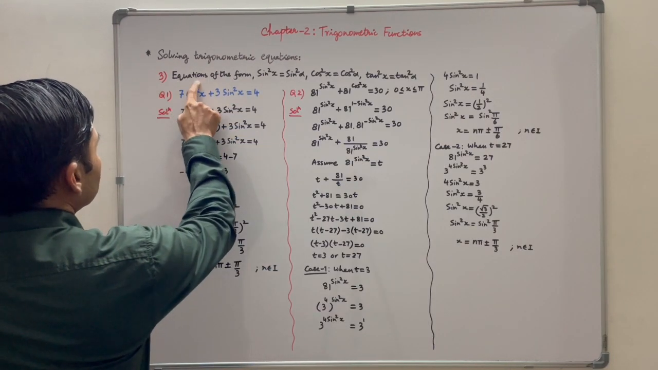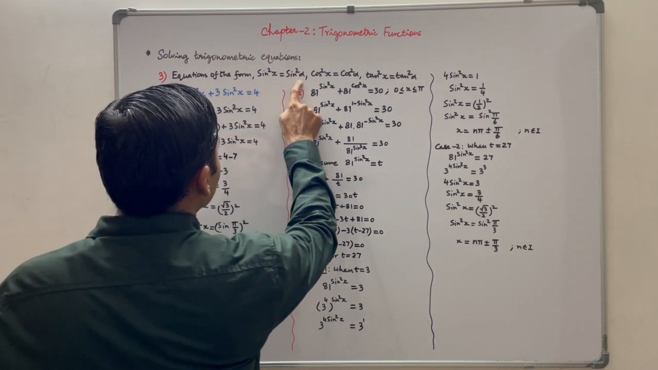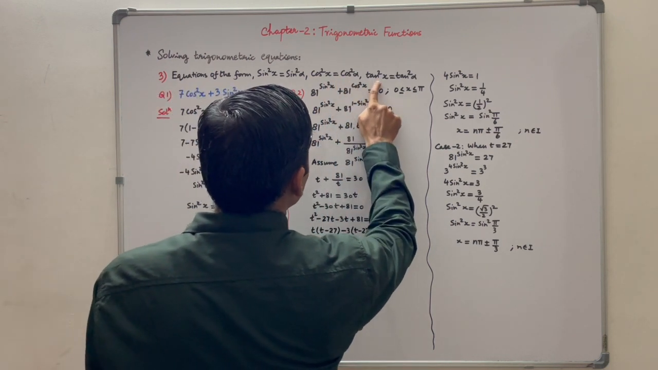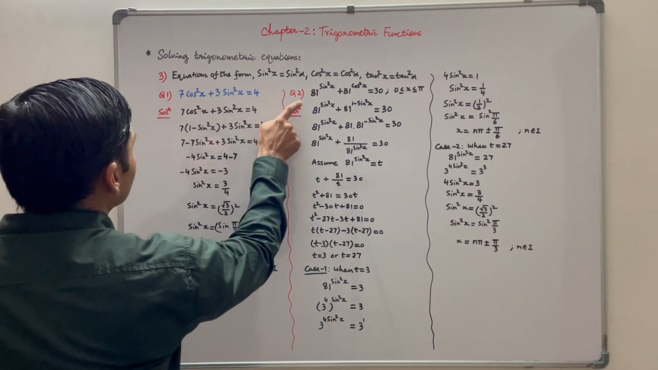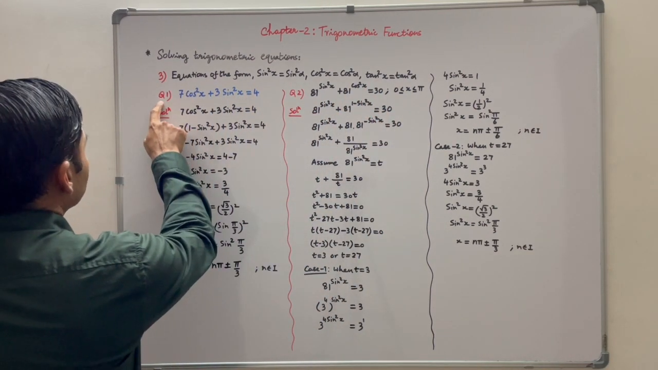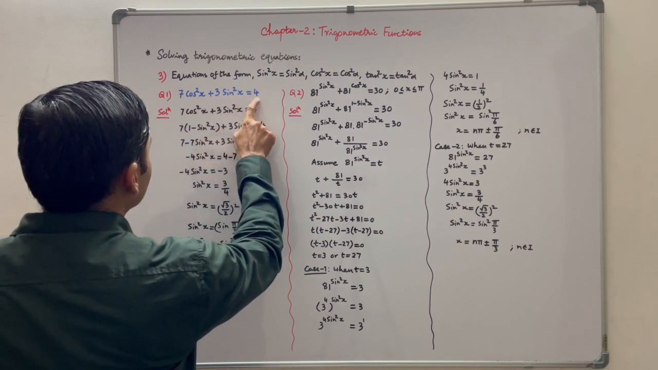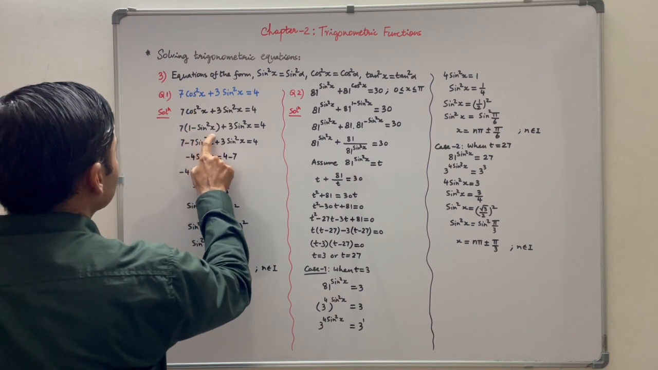Third type, equations of the form sin square x is equal to sin square alpha, cos square x is equal to cos square alpha, tan square x is equal to tan square alpha. We will see two questions in this. First question, 7 cos square x plus 3 sin square x is equal to 4. Cos square x can be written as 1 minus sin square x.